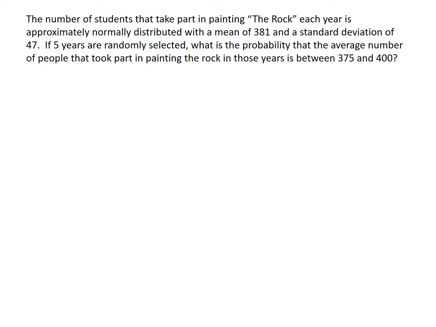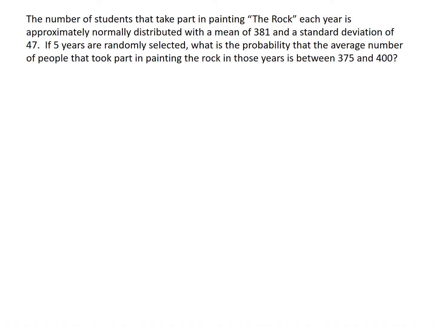And for our last example, we're going to think about painting the rock, a long-standing tradition on campus. For the purposes of this example, we're going to assume that the number of students who paint the rock each year has a mean of 381 and a standard deviation of 47, and that they're approximately normally distributed. So most years, it's somewhere around 381 students, give or take about 47 a year. And getting way higher or way lower than 381 becomes less and less likely.